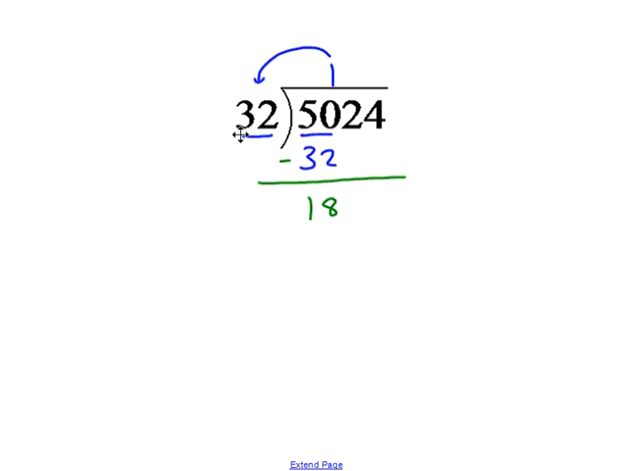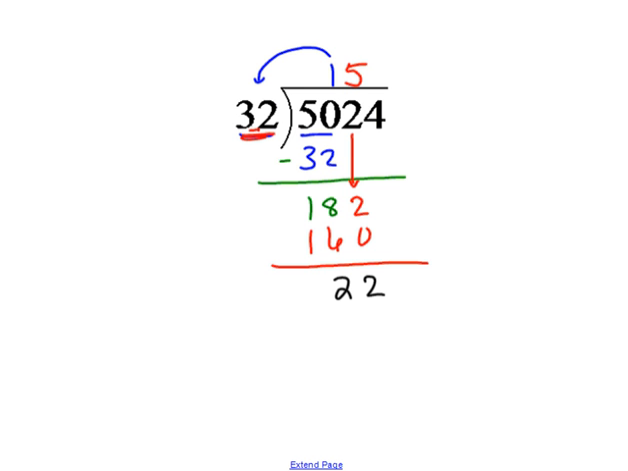You pull down the 2, and you ask yourself, how many times does 32 go into 182? Well, 3 goes into 18 6 times. But if you do 6, it's going to carry times 2, that 1 will carry over. So 5 is the most we can use there. And now if I do 5 times 32, I end up with 160. Subtract those numbers, and I end up with 24, sorry.